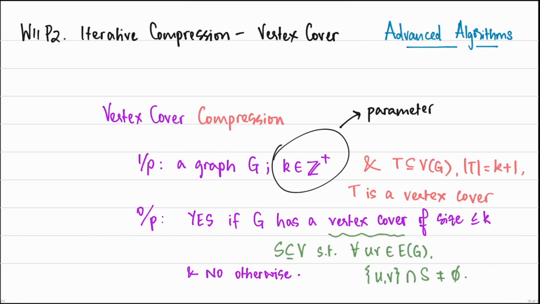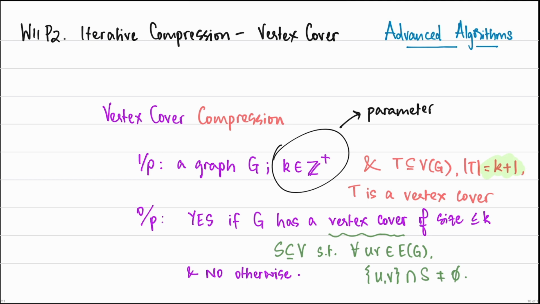So the compression problem for vertex cover is the following. It's the same as before, except on top of the usual input, which is G and k, we also have T, which is a subset of vertices that already form a vertex cover, but notice that its size is k plus 1. So that's one more than what we wanted. It feels like it's so close. It would be what you might call a plus 1 approximation.